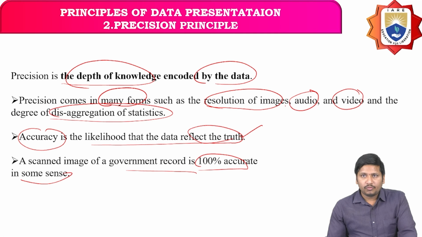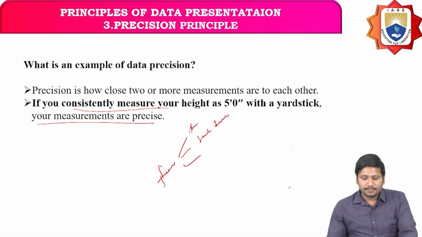And precision is the depth of knowledge that should be encoded by the data normally. Precision may be of different forms, such as the resolution of images, audio, video, and the degree of disaggregation of statistics. And accuracy is the likelihood that the data reflects the truth. An example is a scanned image of a government record, which should be 100% accurate data. And an example of data precision is measuring the height of a person with a measuring stick. That is one of the best examples of data precision.